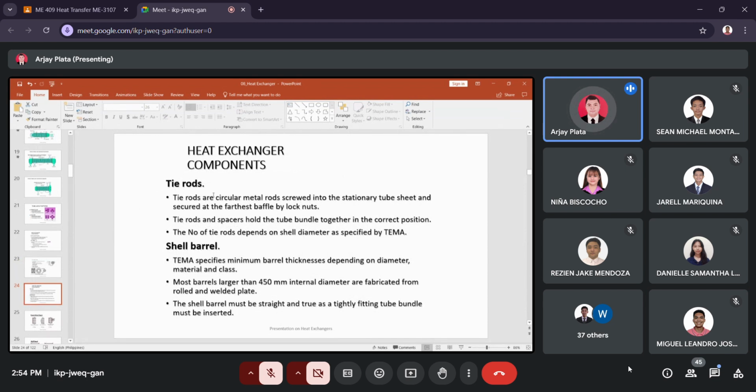Tie rods are circular metal rods screwed into the stationary tube sheet. So I think tie rod yung nag-hold sa baffle.